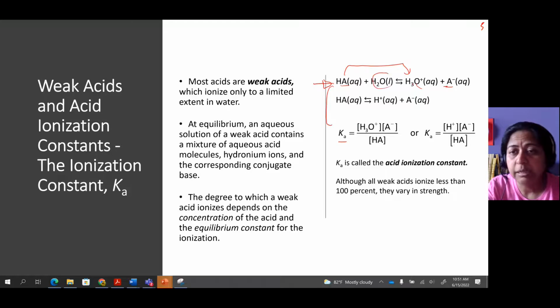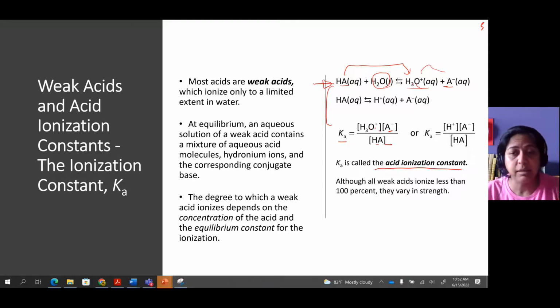The concentration of water is a constant, so we don't include that. In the numerator we multiply the concentration of hydronium ions and the concentration of the conjugate base, divided by the equilibrium concentration of the weak acid. All these three concentrations are equilibrium concentrations. So this Ka is called the acid ionization constant.